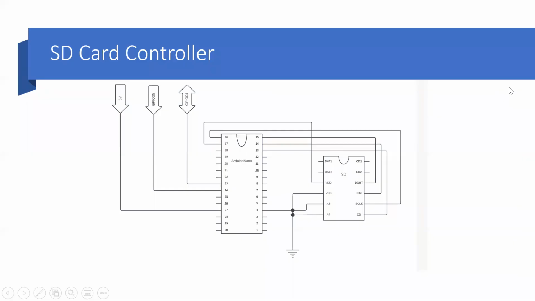So this is the SD card controller. We can see we added an Arduino that will directly control the SD card writing, and it communicates with the Raspberry Pi Pico, which would be the main controller, over I2C.